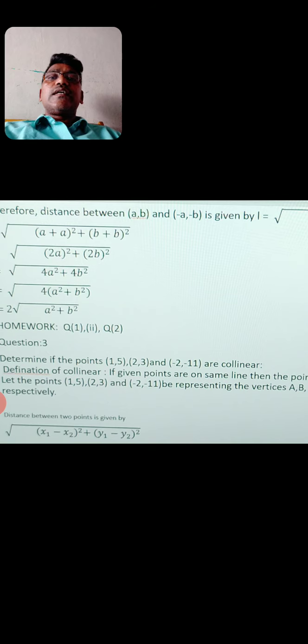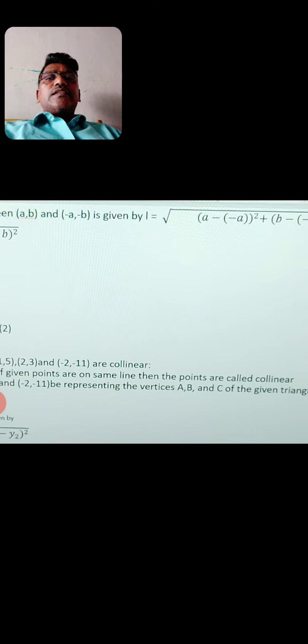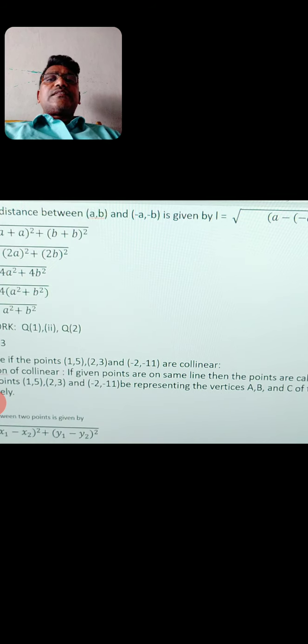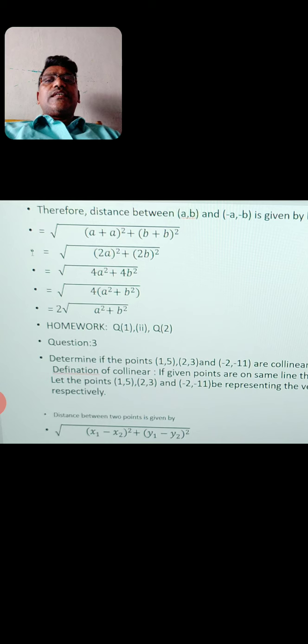What are those points? (a, b) and (minus a, minus b) are given. We are substituting the values of x1, x2, y1, y2. That is a minus of minus a whole square. Here minus minus becomes plus a, plus b minus of minus b whole square, minus minus plus b. I mean a plus a is 2a. You see here, a plus a whole square is (2a) whole square, b plus b is (2b) whole square. After opening the bracket, (2a) whole square becomes 4a square, plus (2b) whole square is 4b square.